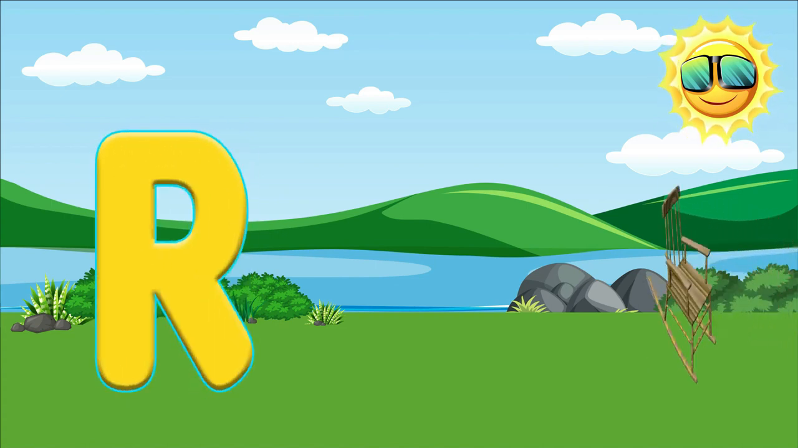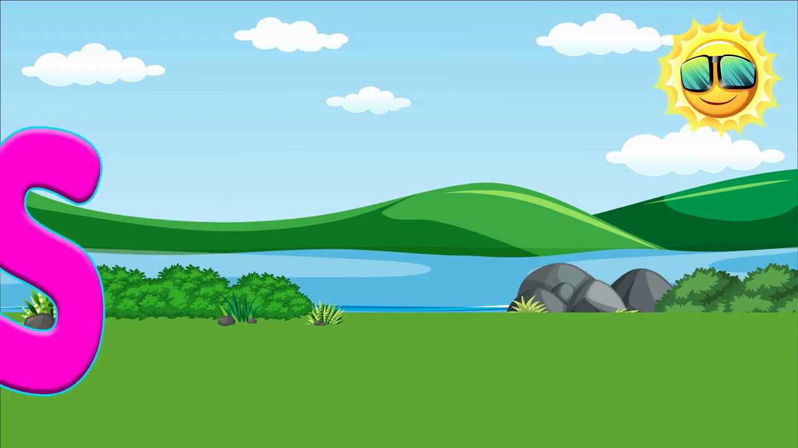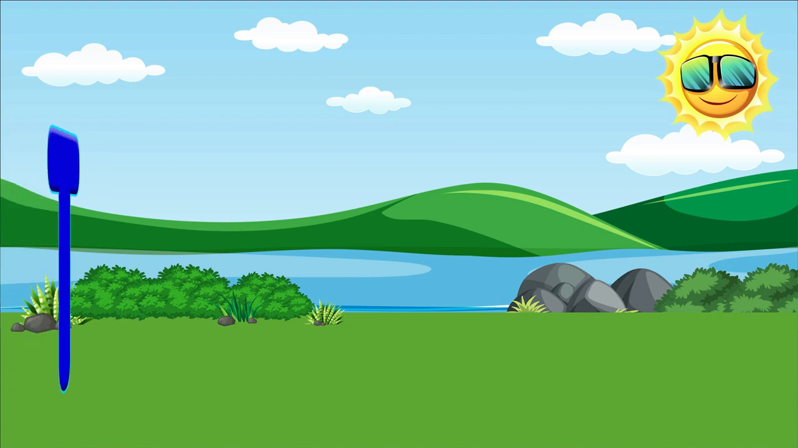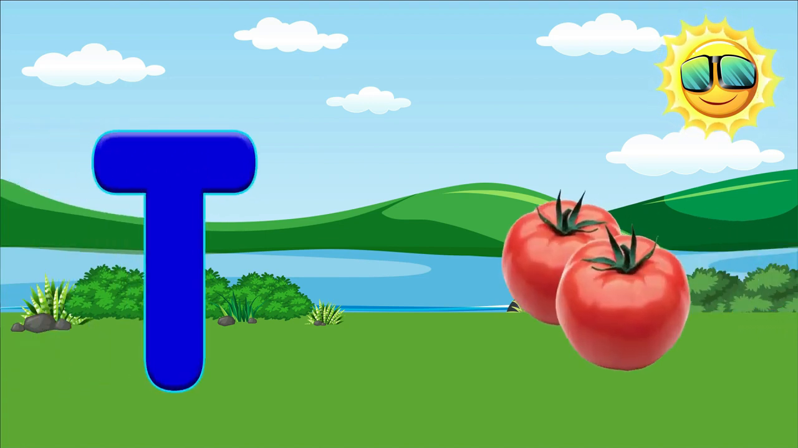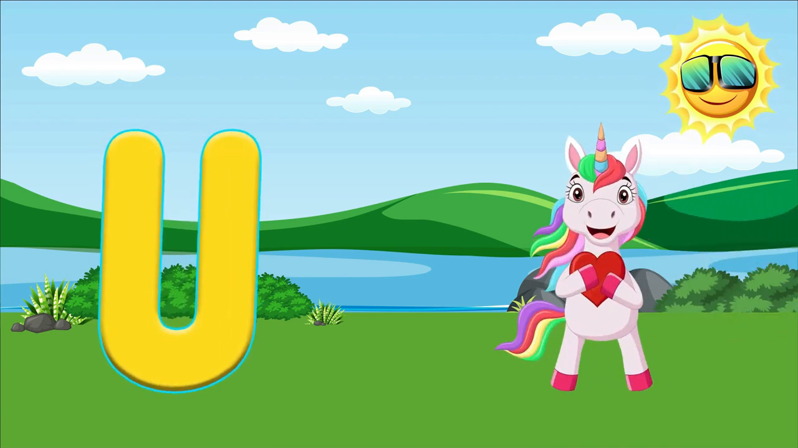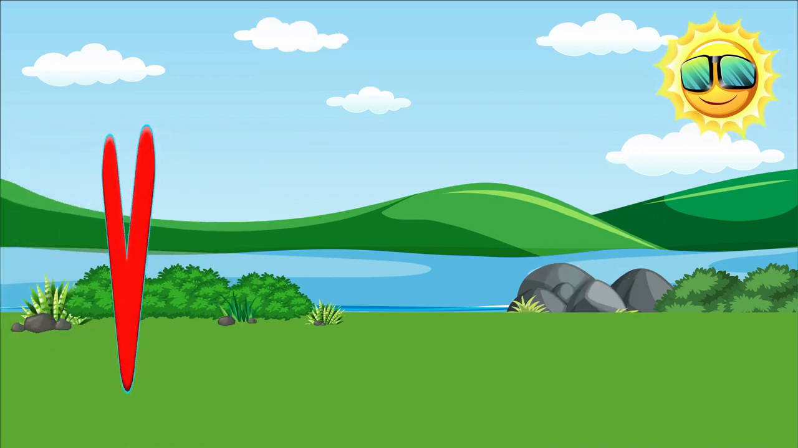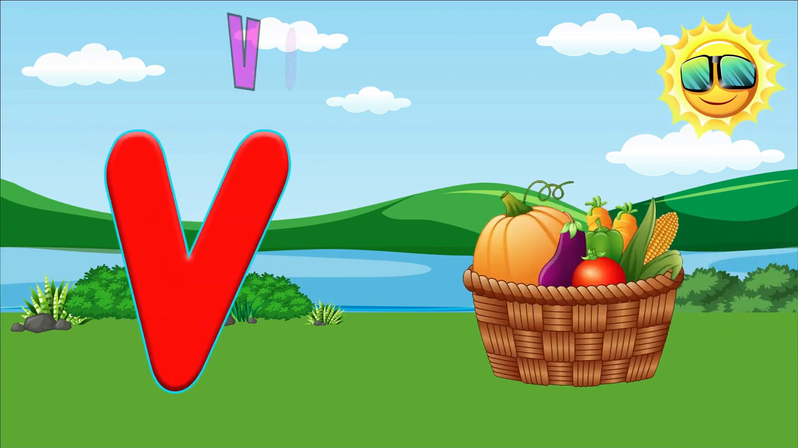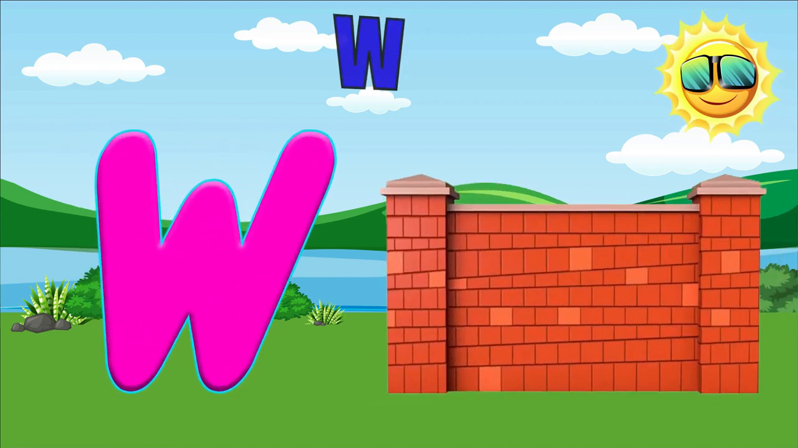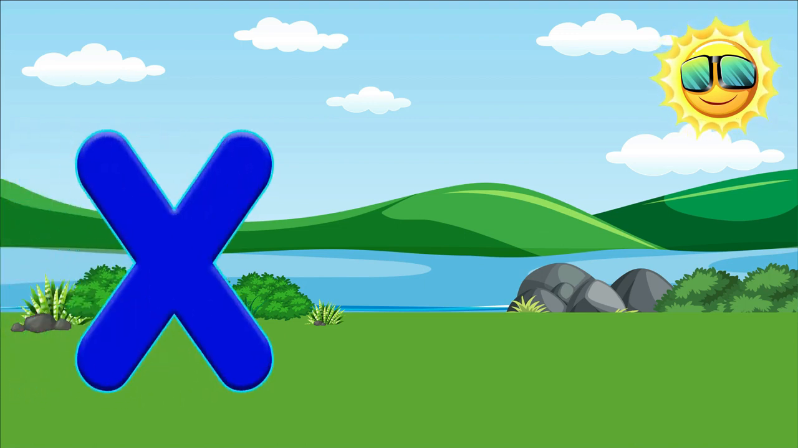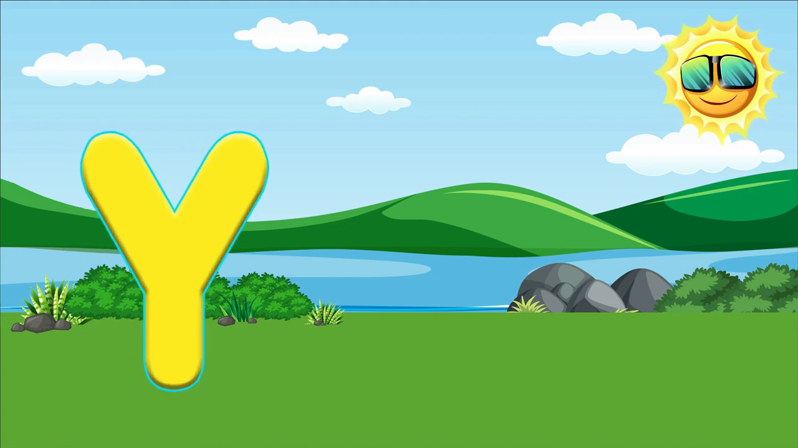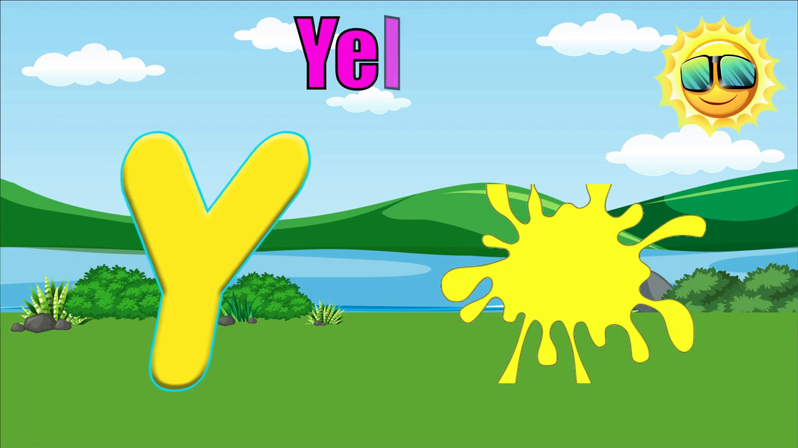R. R for rocking chair. S. S for scissor. T. T for tomato. U. U for unicorn. V. V for vegetable. W. W for ball. X for extra fish. Y for yellow.